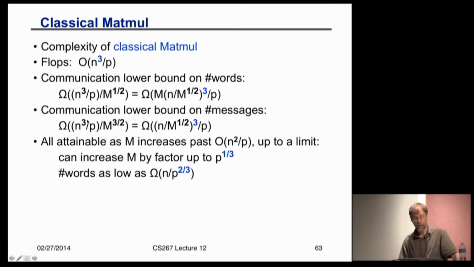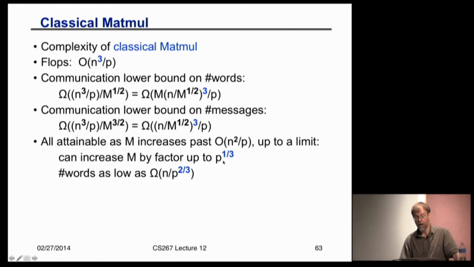The lower bound on the number of messages is exactly a factor of m smaller. That factor of m goes away because the fewest number of messages you can send is when they're all as big as possible, filling up the memory. So the question is, how long can this go on? How long can I keep making m larger and larger and keep going faster and faster? m has to be at least big enough to have 1 copy of the data, so at least 3n squared over p to store 3 n by n matrices. But m can keep growing.